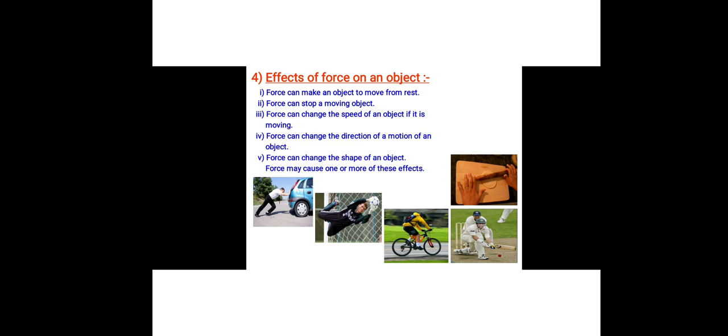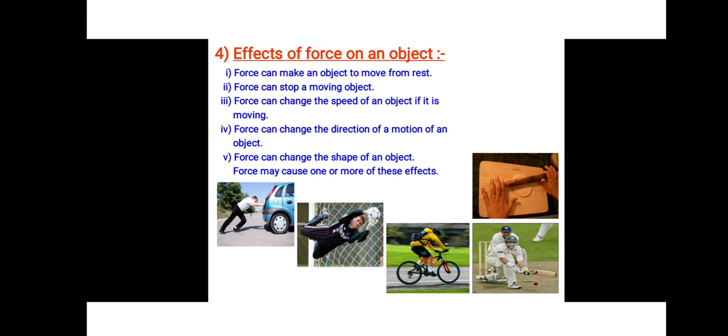So, effects of force on an object. As we discussed earlier, can we take the points? The first point, force can make an object move from rest. Second, force can stop a moving object. Third, force can change the speed of an object if it is moving. Fourth, force can change the direction of motion of an object. The fifth is force can change the shape of an object. And force may cause one or more of these effects.